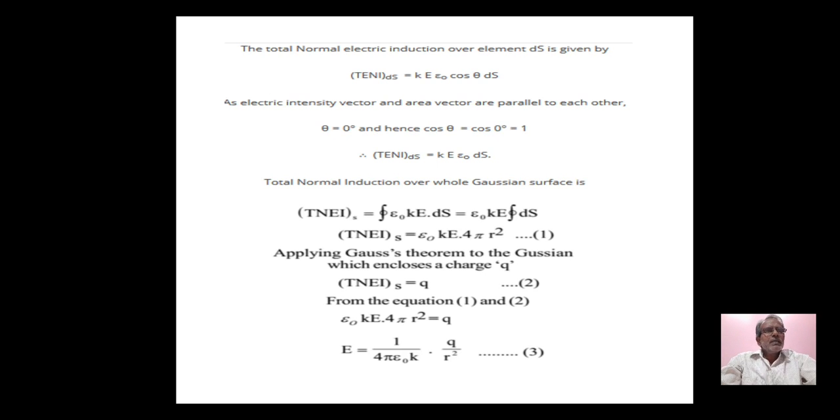As intensity vector and area vector over the Gaussian surface are parallel to each other, theta is equal to 0, giving cos theta equal to 1, we get flux over surface element ds equal to k E epsilon naught ds, and this we can mathematically get equal to epsilon naught k E into 4 pi r square, and charge enclosed is q, so putting epsilon naught k E 4 pi r square equal to q, we get expression for E equal to 1 by 4 pi epsilon naught k q by r square, which is equation number 3.